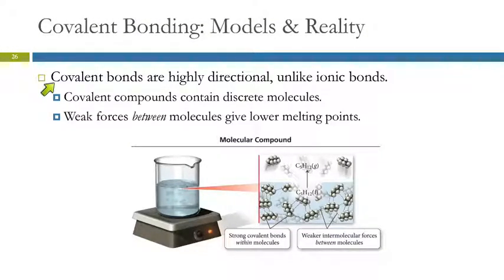So covalent bonds, unlike ionic bonds, are highly directional. It's the 2 atoms sharing a pair of electrons between them. If they're not between, then they're not bonding. And so it's a very specific directional bond. The result of this is that covalent compounds have discrete molecules. They have this cluster of atoms that are bonded together, but then between that molecule and the next one, there's very little attraction, unlike the ionic bonds, which go throughout the whole substance. So these weak forces between the molecules give us low melting points.